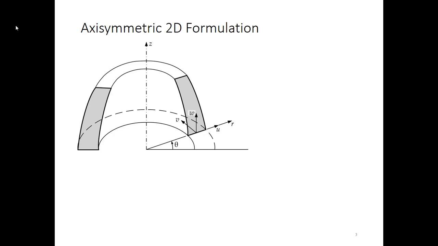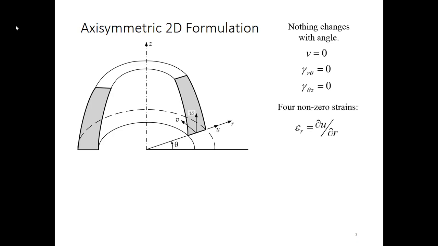So that brings us to our axisymmetric 2D formulation. What we have is this idea for axisymmetry that nothing changes with angle. Specifically, as we talked about, we have no translation in the theta direction, and the two shear strains that involve theta both go to zero because of the terms I crossed out on the prior slide. So that leaves us with four non-zero strains. Epsilon r is du dr, epsilon z is dw dz, epsilon theta is now u over r because the derivative with respect to theta disappeared, and then we have the one shear strain between the r and the z direction.